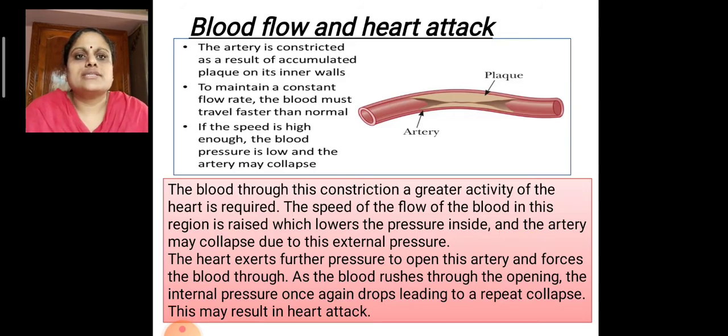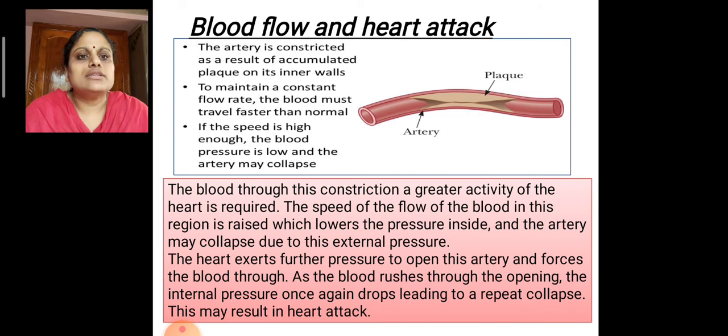Next topic is about blood flow and heart attack. We know the blood flows through the arteries. The artery is constricted as a result of accumulated plaque on its inner walls. To maintain a constant flow rate, the blood must travel faster than normal. If the speed is high enough, the blood pressure is low and the artery may collapse.